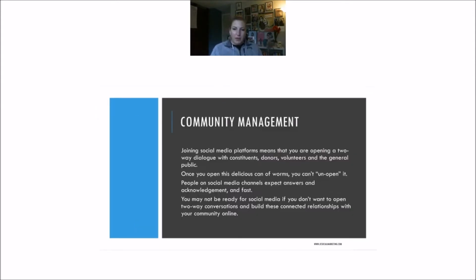The third pillar is community management. When you open this can of worms, the social media can of worms, you really can't unopen it. Of course, you can delete your accounts if you want to delete them. But a story that I always tell, the story of how I worked for the mayor of the town where I grew up, and he is still the mayor. It's been years and years and years. And so I worked for him probably about 12 years ago.